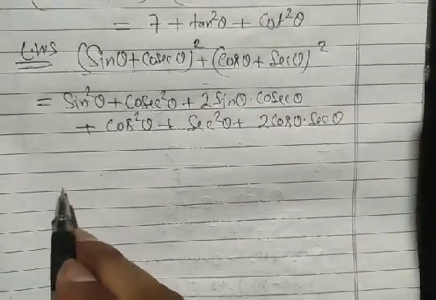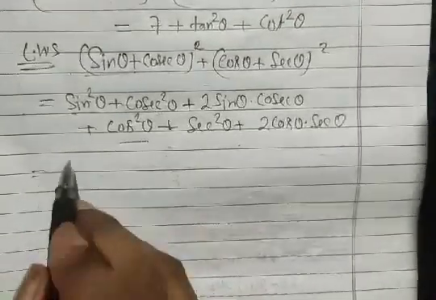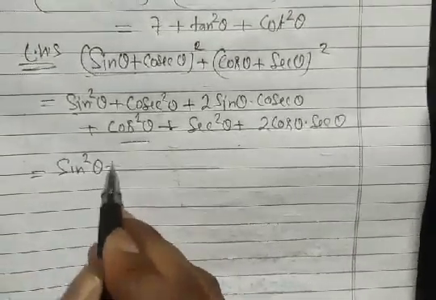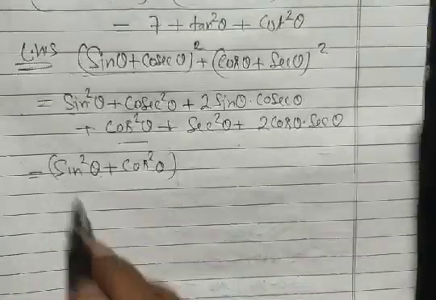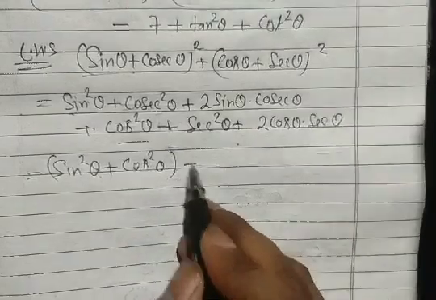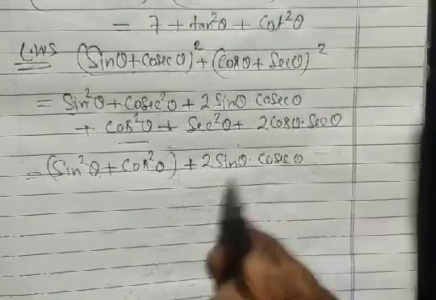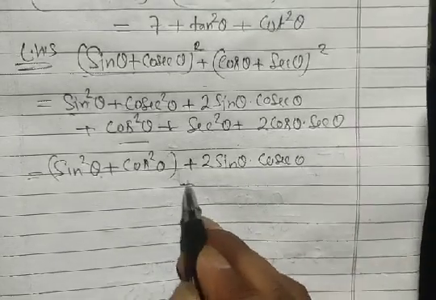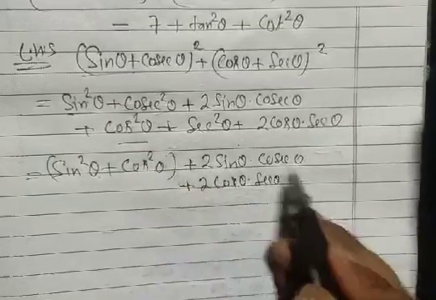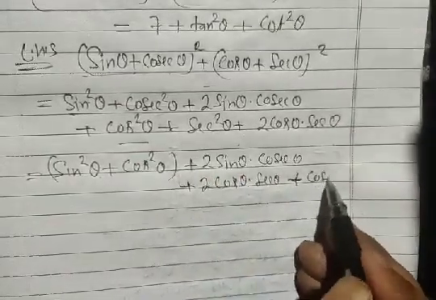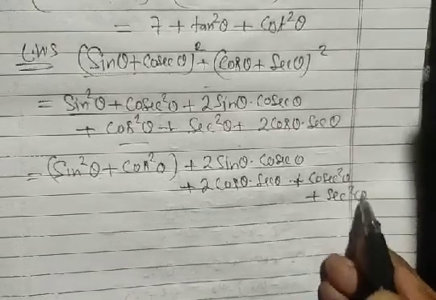Now look, what do we do? We are going to take first sin square theta plus cos square theta here. Then we are going to take 2 sin theta into cosec theta plus 2 cos theta into sec theta. Then what we have? We have plus cosec square theta and plus sec square theta.